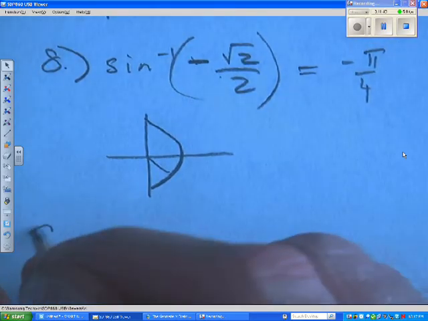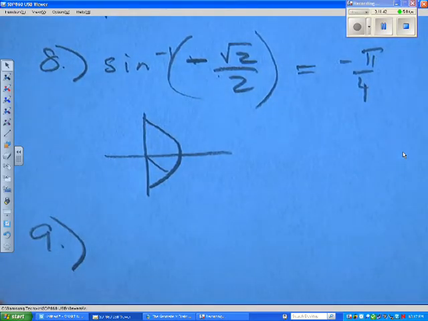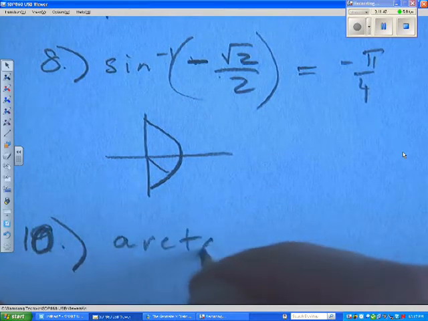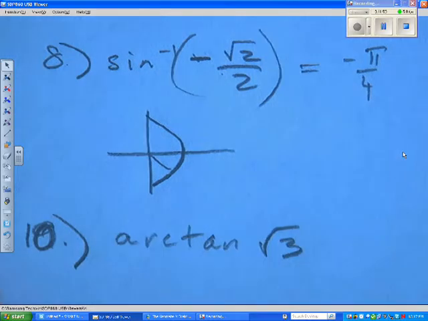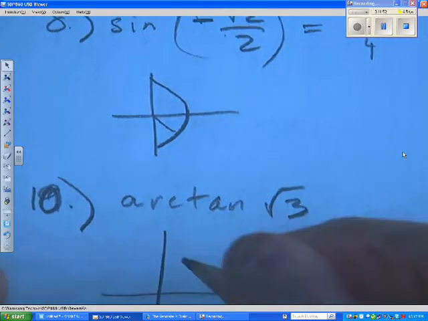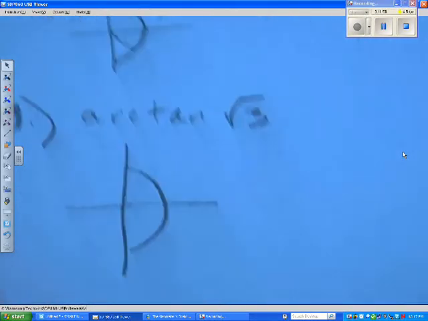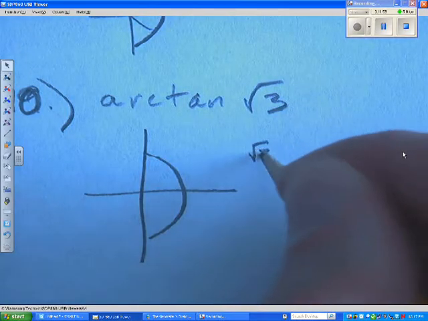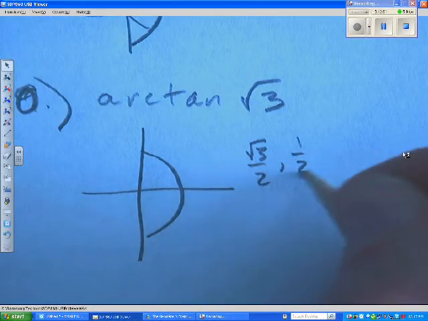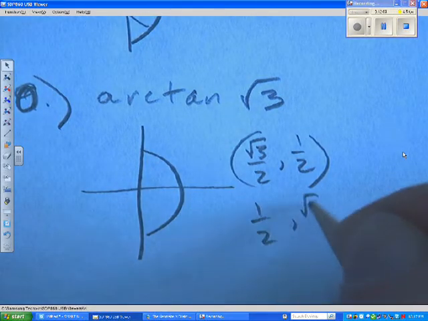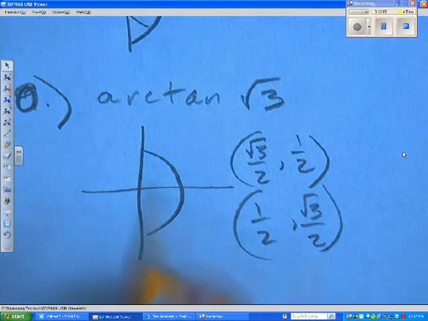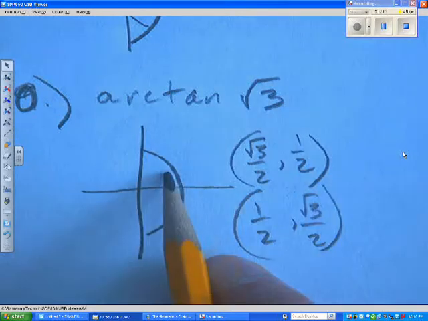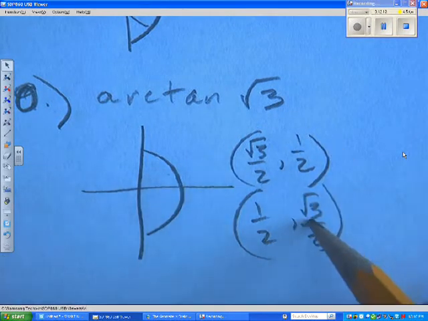Let's do one of the tan ones because I find that a lot of students are confused with it. Number 10: we have arctan of the square root of 3. Now, tangent, as I showed from the graph, is confined to the first and fourth quadrants. So if we're looking for square root of 3, the coordinates we have from the unit circle are square root of 3 over 2, 1/2, or 1/2, square root of 3 over 2. And we have the negative y values in the fourth quadrant. If this is positive, that means we're in the first quadrant. So we're either this coordinate or this coordinate.